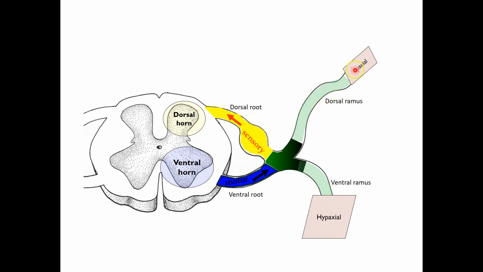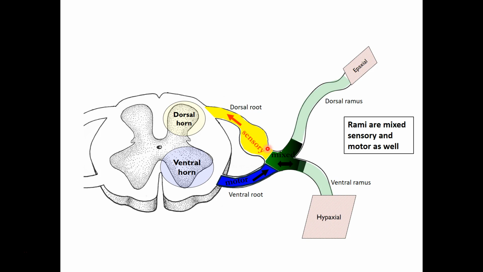So the rami contain both sensory and motor supply. The mixed spinal nerve contains both sensory and motor supply. But for the most part, the dorsal root contains only sensory, and the ventral root contains only motor. So the take-home message: rami are mixed, sensory and motor. The spinal nerve is mixed, and the roots are generally not mixed.